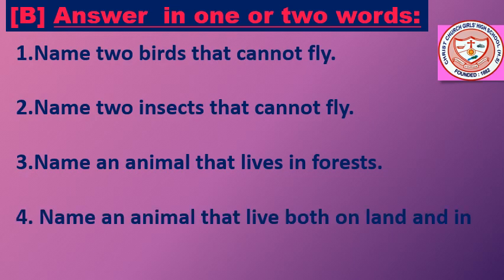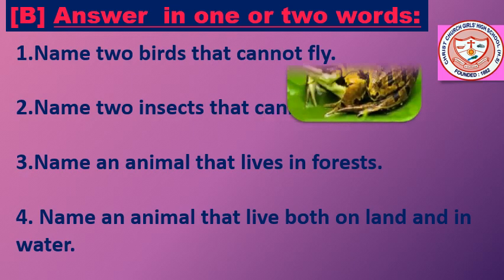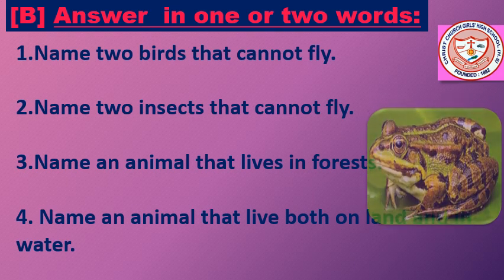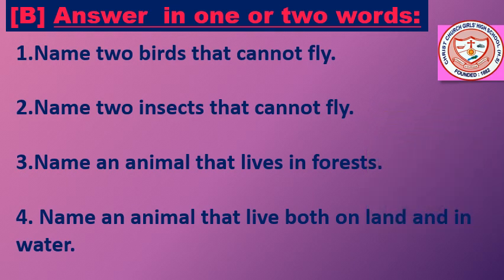Number four. Name an animal that lives both on land and in water. Right. The answer is frog or crocodile, duck, tortoise. So girls, here you have to write the name of any one animal as per your choice. Okay? Clear?